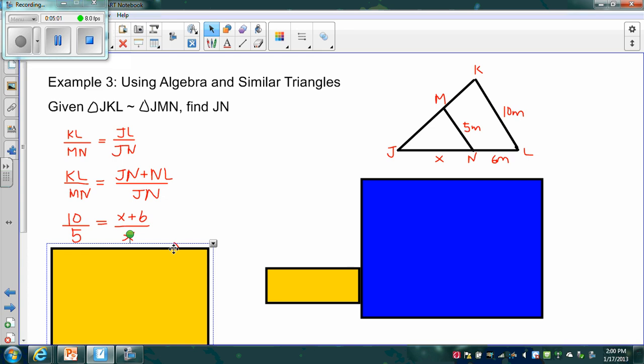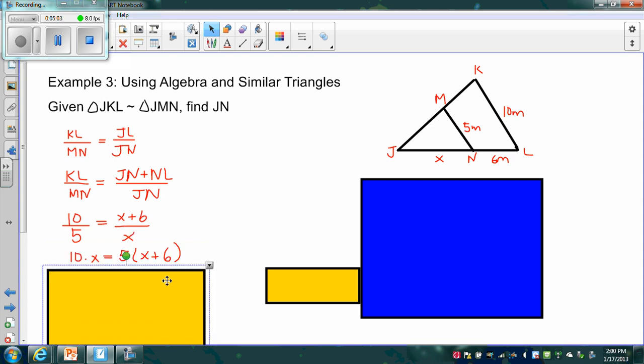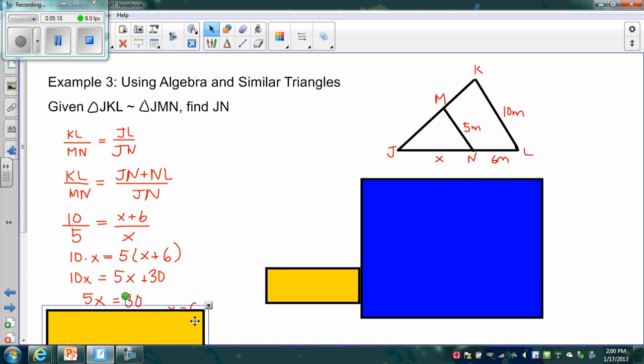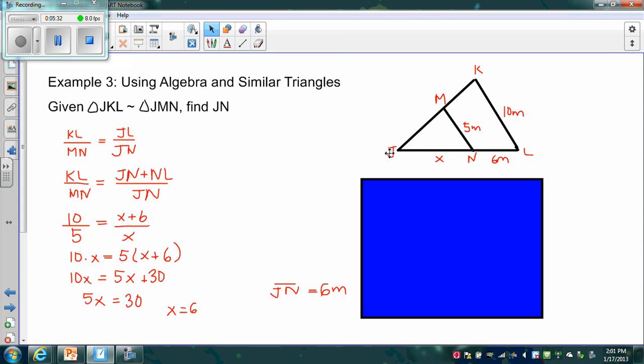So now we can use algebra to solve for this. So the first thing we're going to do is cross multiply. So 10x equals 5 times, in parentheses, x plus 6. So we can use the distributive property to distribute that 5 and get 5x plus 30. Then subtract the 5x from both sides, leaving 5x equals 30, and solve x equals 6. So the length of J to N is equal to 6 meters.